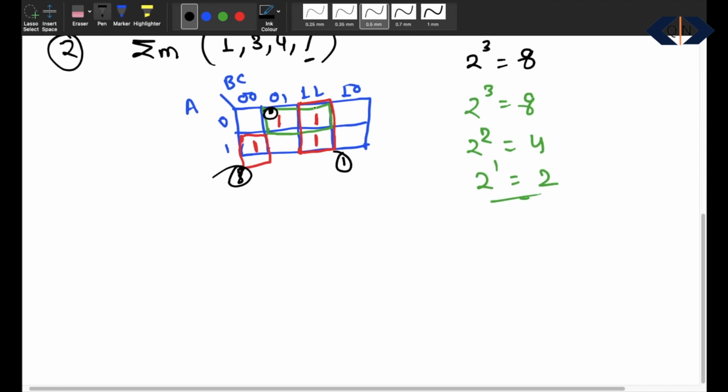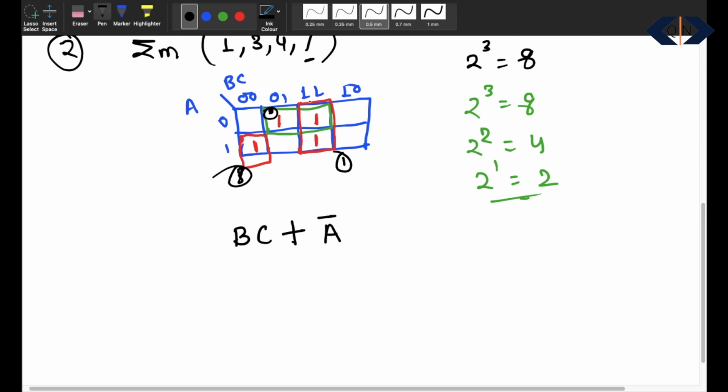First, writing 1. What is constant here? 1 is constant, so it will be equivalent to BC, because both are 1, so BC. And what is the rest? Both are changing, so 0, 1, we will not write A then. Now if we look at our second group, we can say that A is constant, A bar.